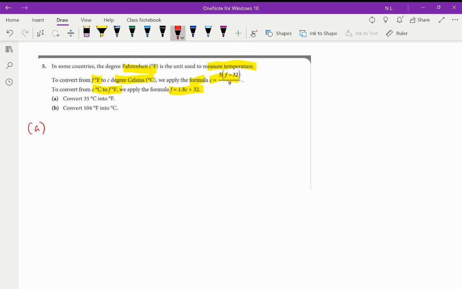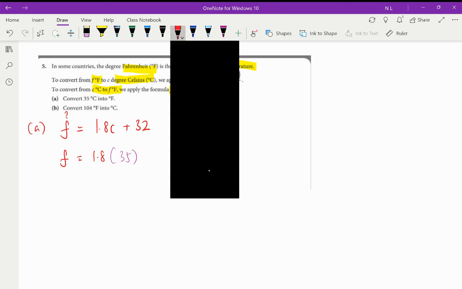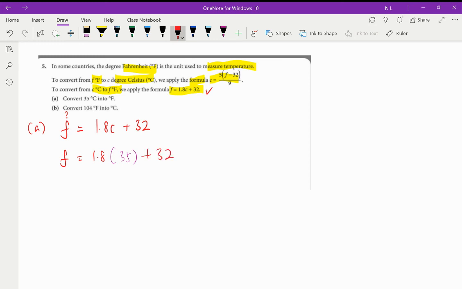So let's do part A first. In part A, they ask us to convert degrees Celsius to Fahrenheit. So that means I need to use the second formula: F equals 1.8 C plus 32. Since I want to find out what Fahrenheit is, I need to replace my degrees Celsius with 35 degrees, and I add 32 because this is the formula given to us. So all I need to do now is just key into my calculator and find out this value.